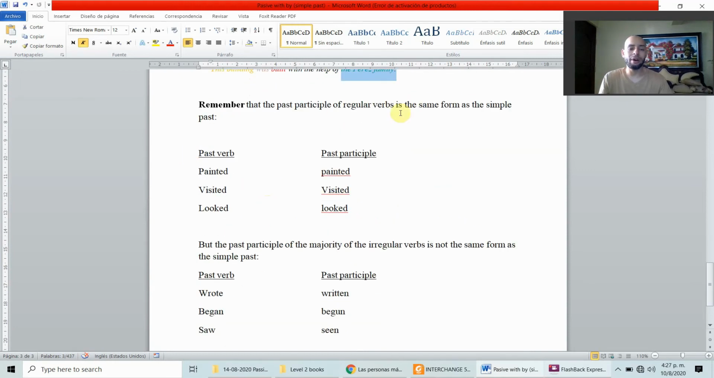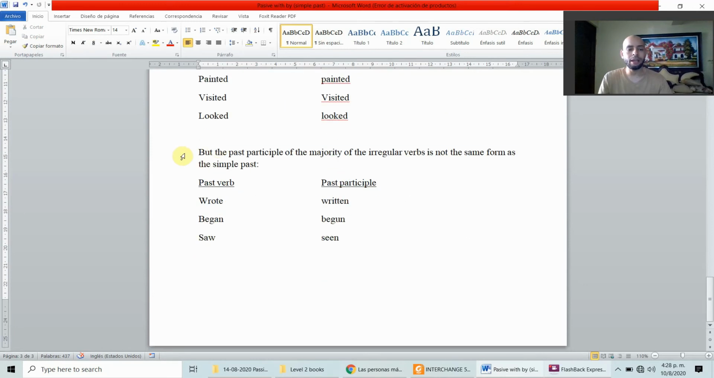And remember that the past participle of regular verbs is the same form as the simple past. We just have to add ed at the end. We saw this in a previous lesson, how to create past participles. And the past participle of the majority of irregular verbs is not the same form as the simple past. Notice that I say the majority. For example, wrote, the past participle is written. Began, the past participle is begun. Saw, the past participle is seen.